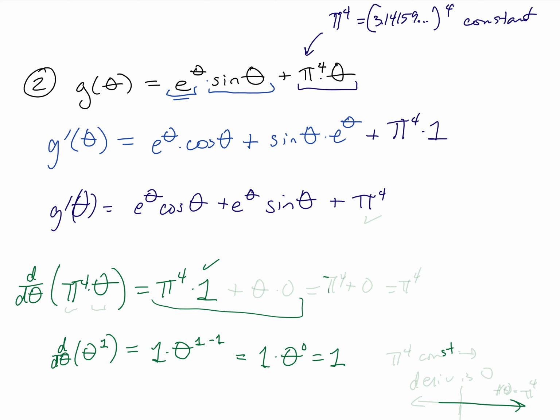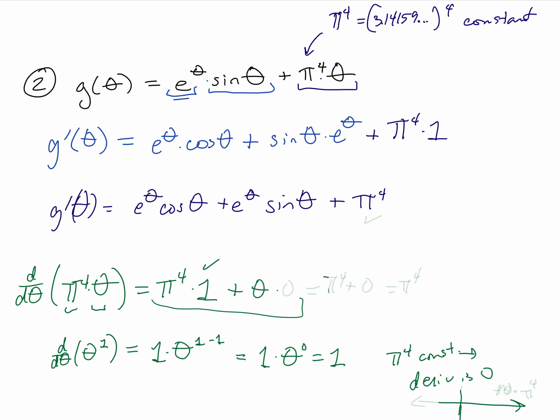Okay, so we were using the product rule on this. So this was, so far, the first times the derivative of the second. Now we're doing plus the second, theta, times the derivative of the first. What's the derivative of pi to the fourth? Again, pi to the 4 is a constant, which implies that the derivative is 0.